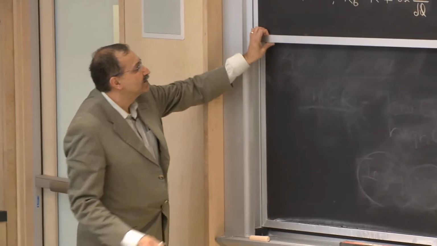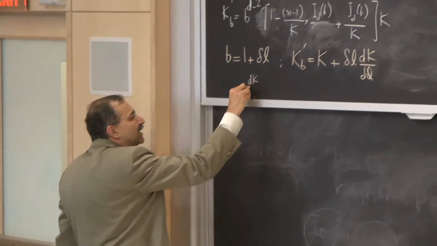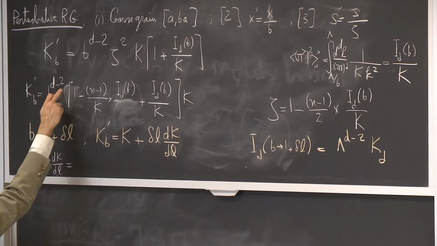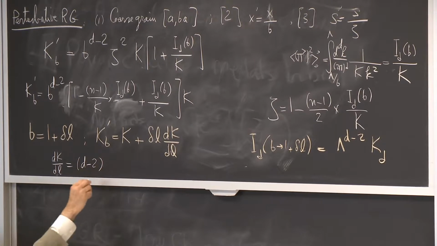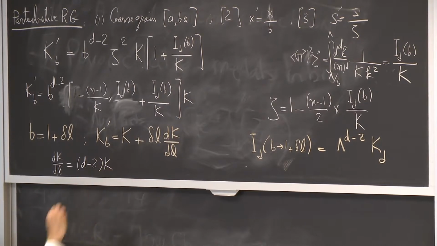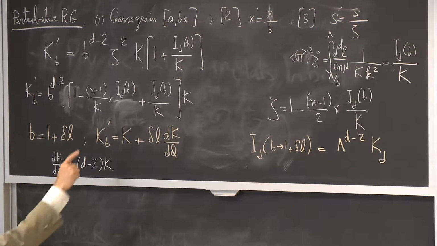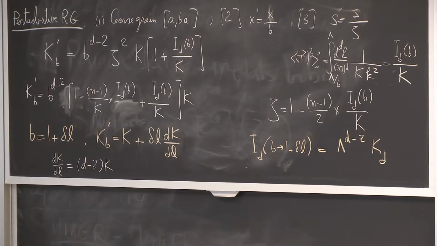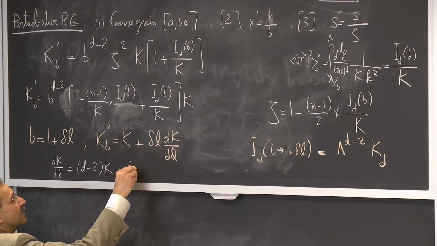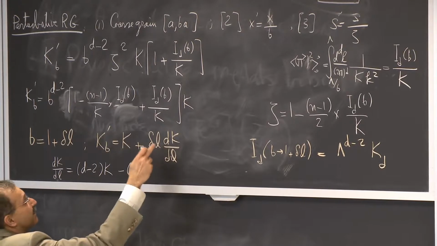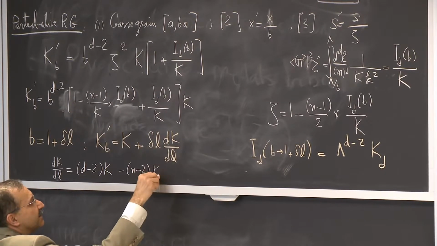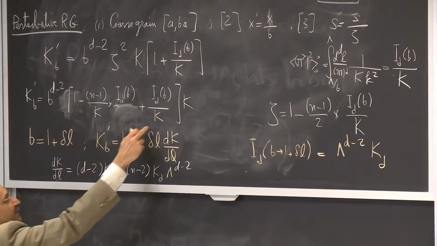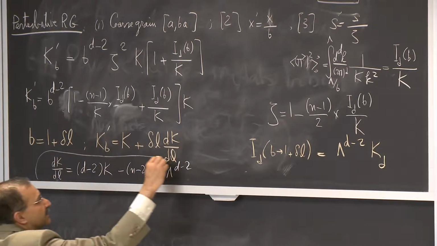So once I do that, I will get that dK by dl. What do I get? I will get a d minus 2 here times K. And then I will get these two factors. There's n minus 1, and then there's 1 here, so that becomes n minus 2. I have an I_D of b, which is K_d lambda to the d minus 2. And then the 1 over K and K disappear. And so that's the expression that we have.